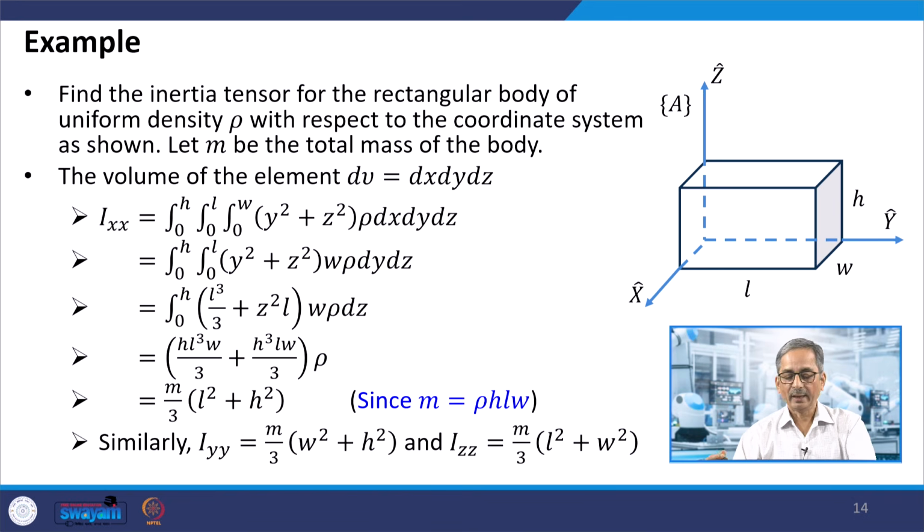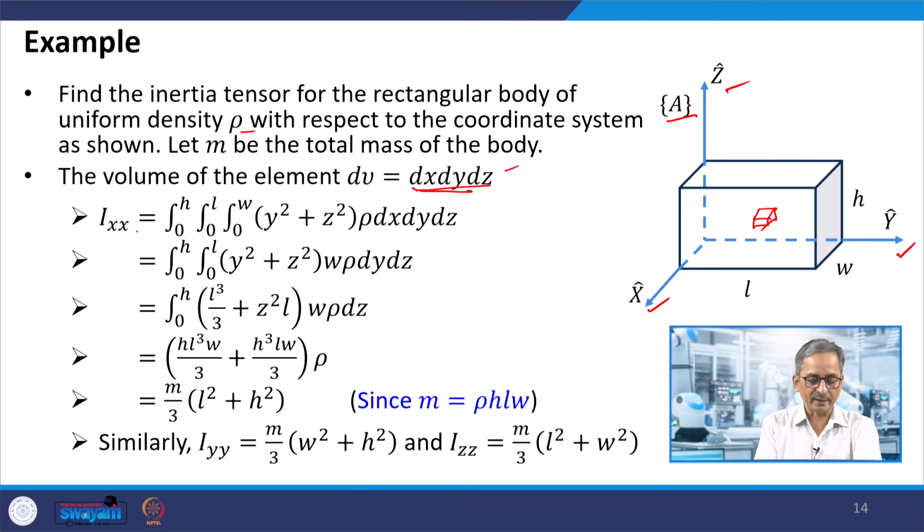So, I have a rectangular body of uniform density rho, and say this is the coordinate system x, y, z, about which I have to find these terms, that is, the inertia tensor. So, the elemental volume: if I consider an elemental volume over here, this can be defined like this.